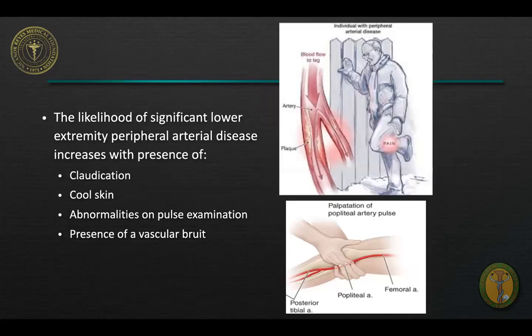Arterial pulses are also important, especially when looking for peripheral arterial occlusive disease of the lower extremity. The likelihood of significant lower extremity peripheral arterial disease increases with the presence of number 1, claudication, number 2, cool skin, number 3, abnormalities on pulse examination, and number 4, presence of a vascular bruit.